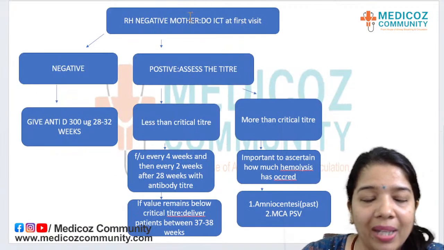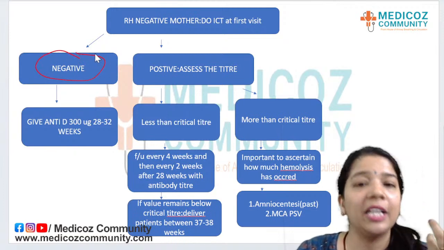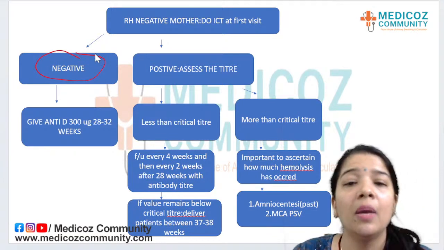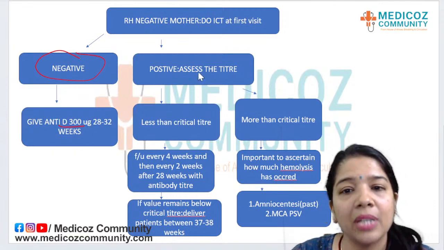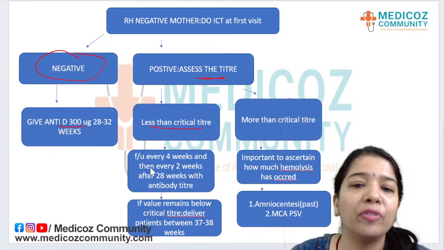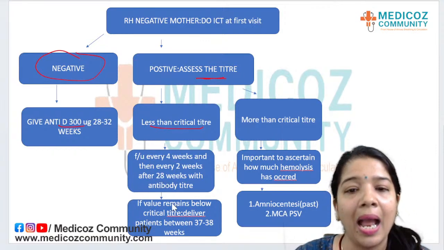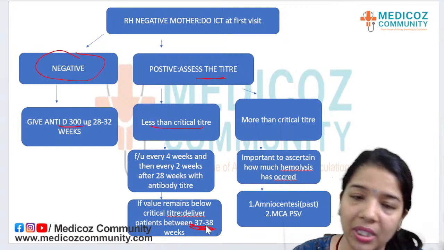So for an Rh negative mother, as I told you, we will see the titer. If it is negative, this means the mother does not have antibodies. That is a very good thing, because now we will immunize the patient. So you will give anti-D. Suppose now you know the titer. If it is less than the critical titer, this is also good news. You just have to follow up with the titer. And if the value remains below the critical titer, deliver the patient between 37 to 38 weeks.